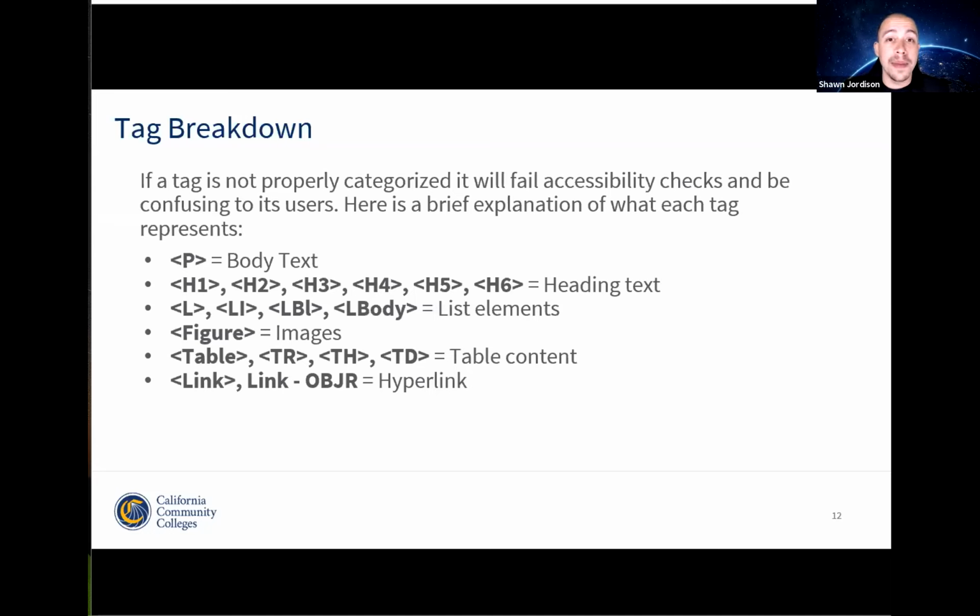Last but not least, we have links. Links, again, must be structured a very specific way, and they include any hyperlink in your document. Essentially, you must have a link parent tag. And in addition to that, you must have what's called the link OBJR or object reference tag. This essentially tells the computer and assistive technology that the item is clickable.